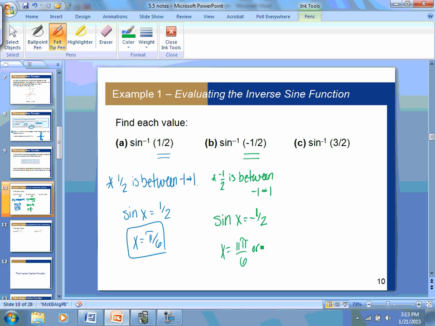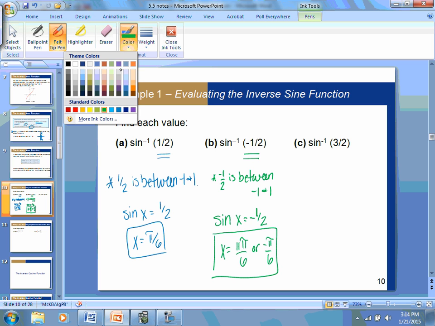Now, you could also write your answer as negative pi over 6. It's probably preferable to have the positive values for your answer, but if you write down 11 pi over 6 and you check at the back of the book and they have negative pi over 6, remember that those are the same location on the unit circle. Same terminal point. So I would accept either one of those.